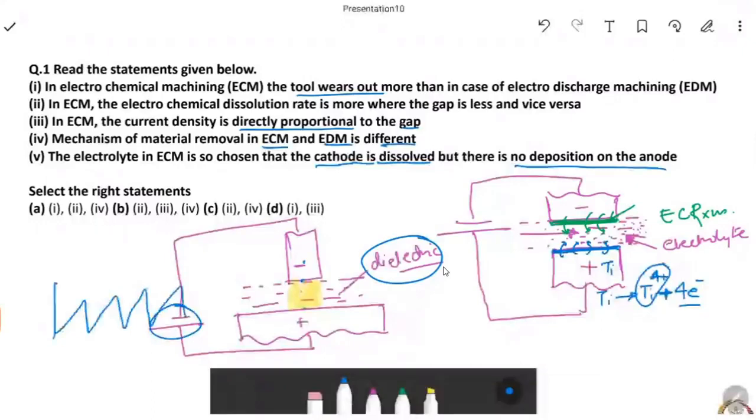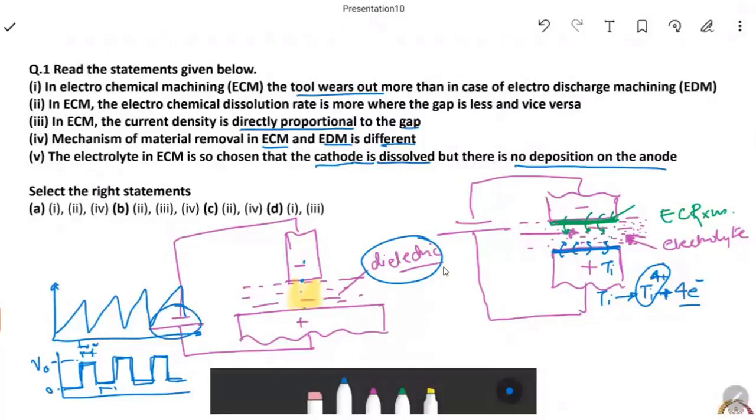This is just one type of waveform. We can also apply like this. This is the T on time, this is the T off time, and this is the voltage, say between 0 and V naught. We are applying this step voltage. Essentially, this V naught should be more than the dielectric breakdown voltage.